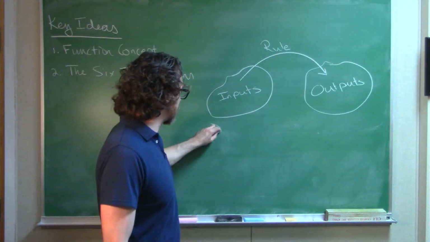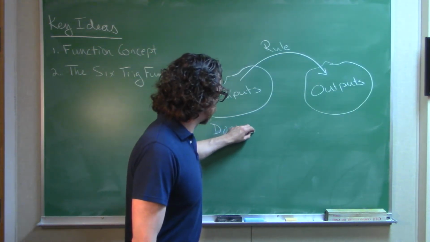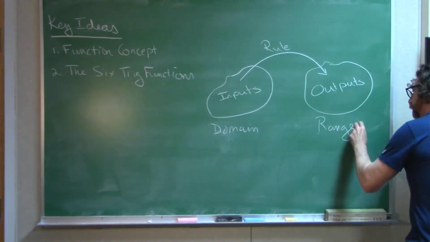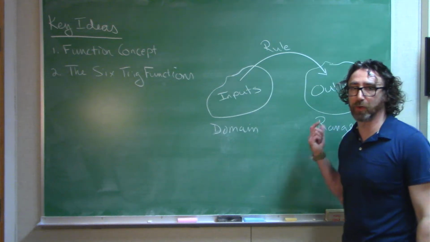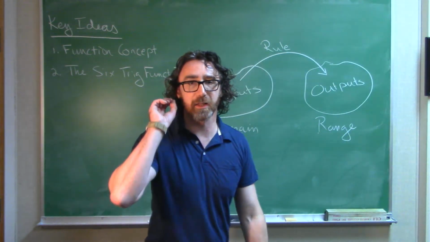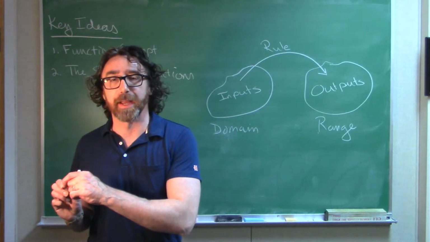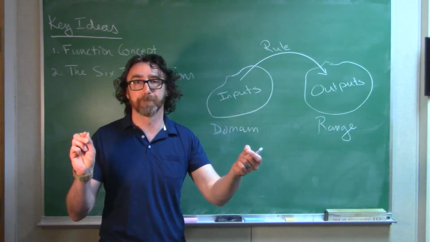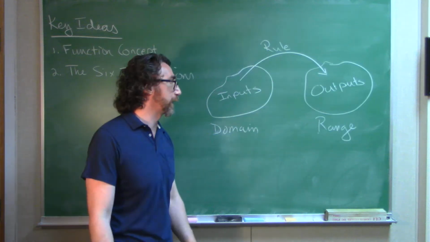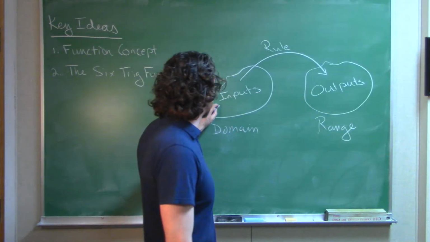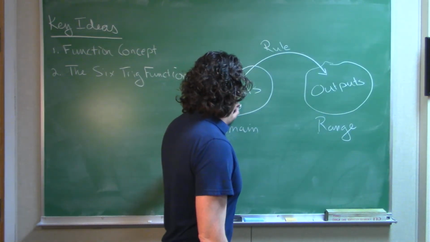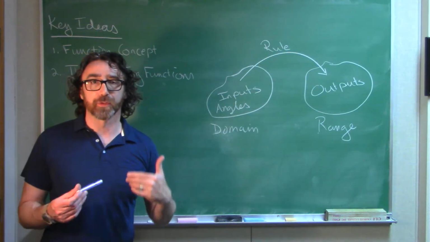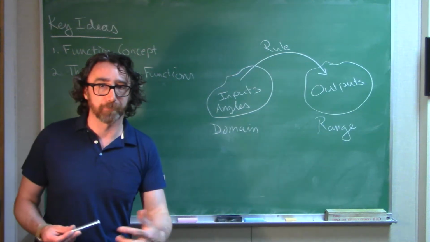These have fancy names. This is called the domain of the function. This is called the range of the function. So a function takes an element in the domain and tells you which element of the range is matched up with that element. Now for the trig functions, the inputs are going to be angles. Okay, the input for a trig function is an angle.